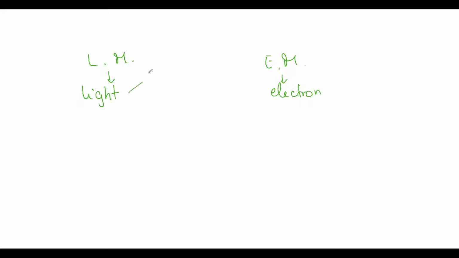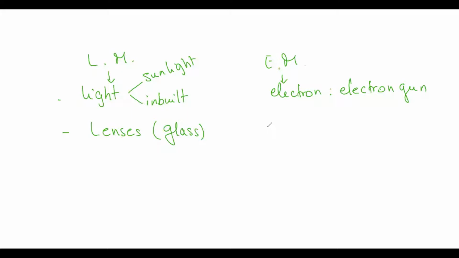For the light microscope, we use either sunlight, or artificial light, like an electric light, inbuilt in the microscope. Here in the electron microscope, we use something called the electron gun that produces electrons, and we use these electrons to visualize a detailed structure of the cell. In the light microscope, we use lenses made of glass. But in the electron microscope, we use electromagnetic lenses. So what's the meaning of electromagnetic lenses? These are lenses that attract the electrons, like a magnet, to allow them to fall on my sample in order to be able to see it.